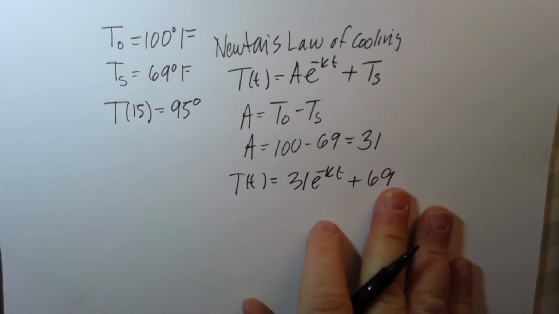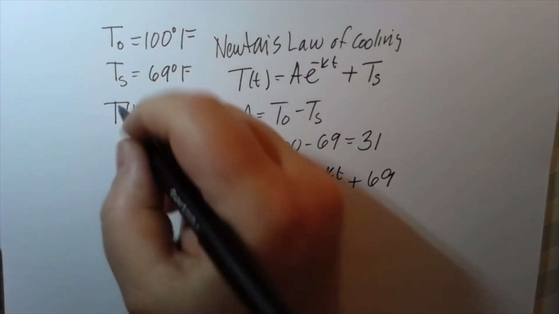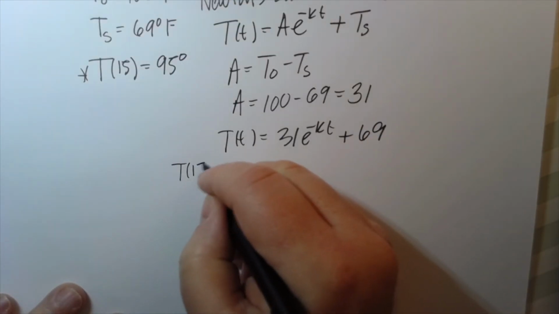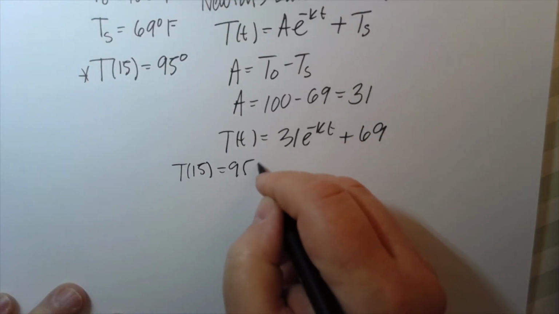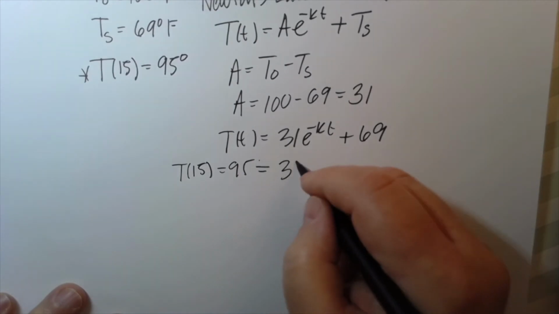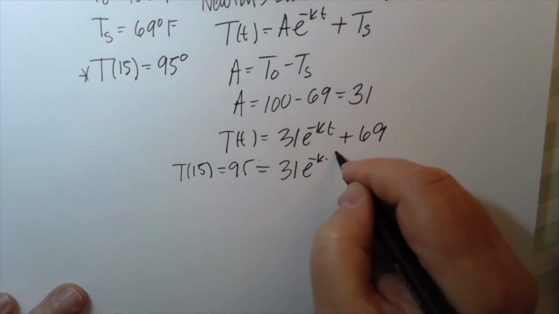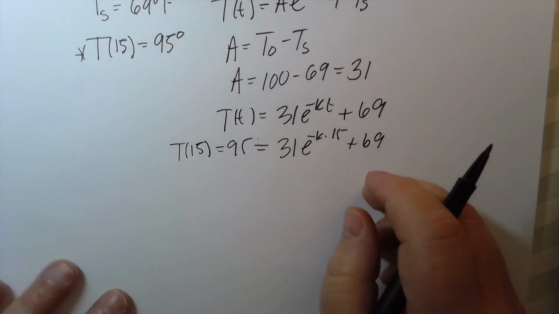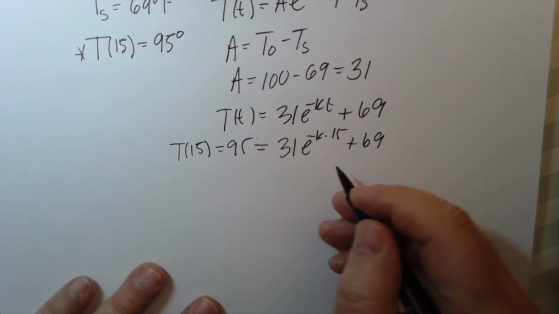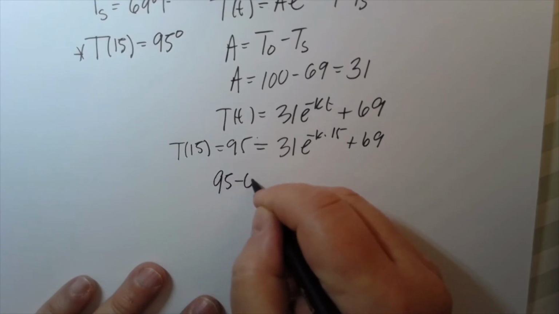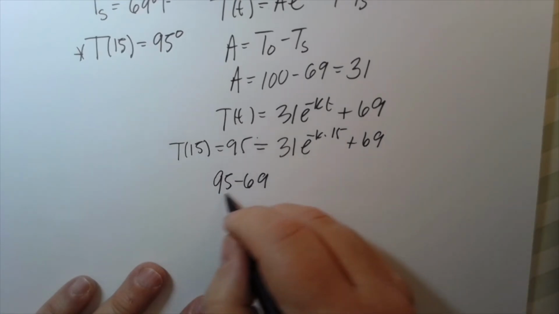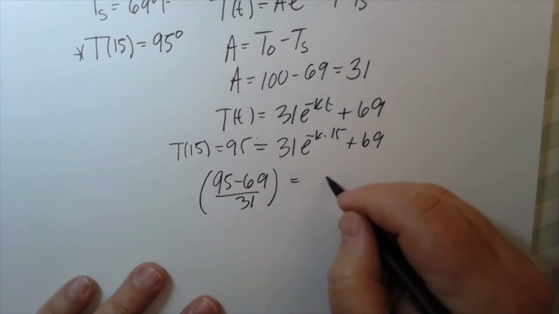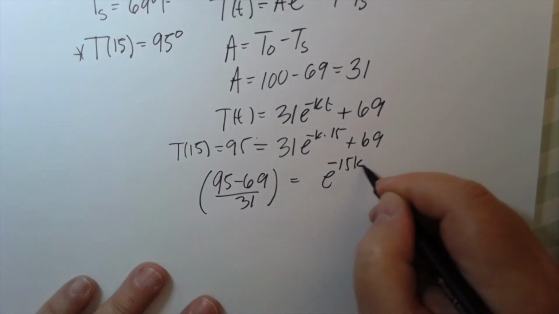So all's good there. Now, to get the k, that's where this piece comes in. I need to plug in T of 15, which is 95 degrees. But that's also 31 e to the minus k times 15 plus 69. So now I solve for k. I subtract this over, so that's 95 minus 69, divide it by 31, and I get e to the minus 15k.